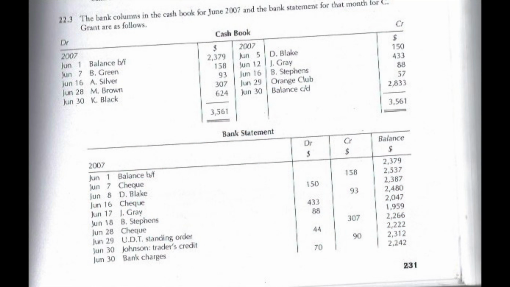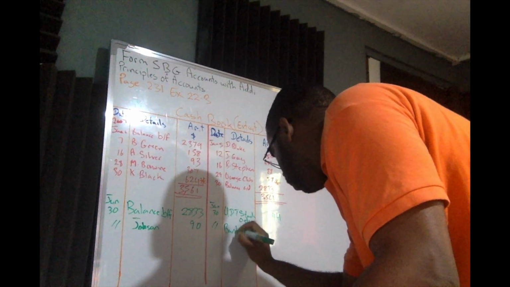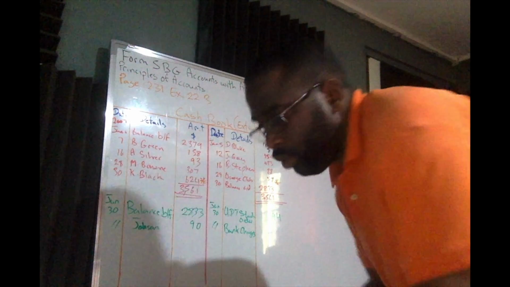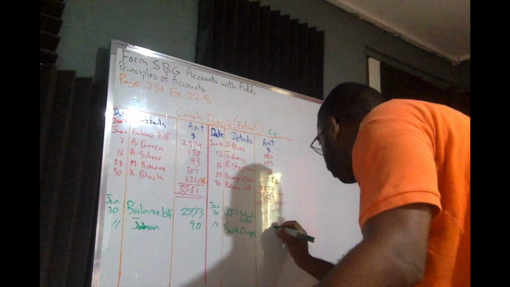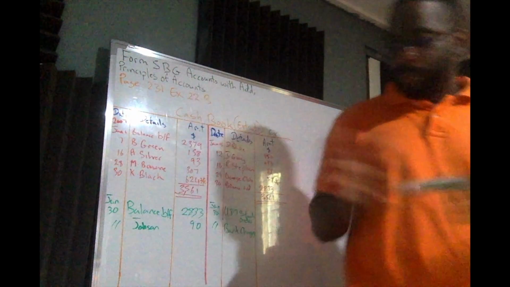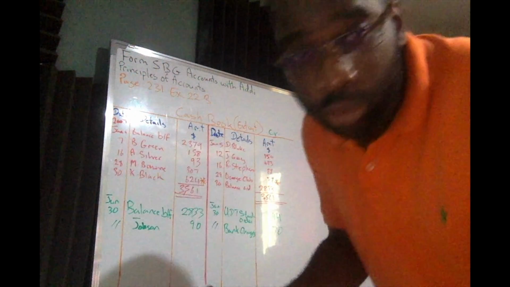Then the next one, all of these will be on the same dates. The next one will be the bank charges, which is $70. Now, step 1, step 2. Now step 3, we're gonna do the new balance.